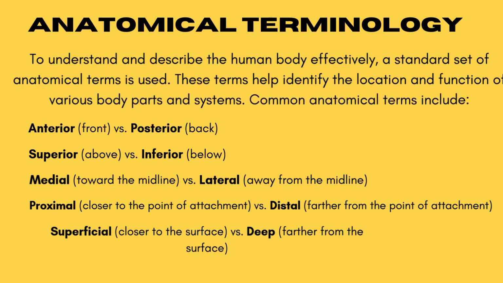Common anatomical terms include anterior (front) versus posterior (back), superior (above) versus inferior (below), medial (toward the midline) versus lateral (away from the midline), proximal (closer to the point of attachment) versus distal (farther from the point of attachment), superficial (closer to the surface) versus deep (farther from the surface).